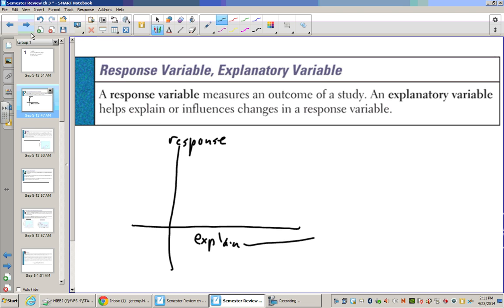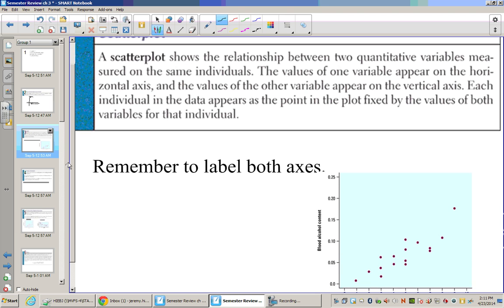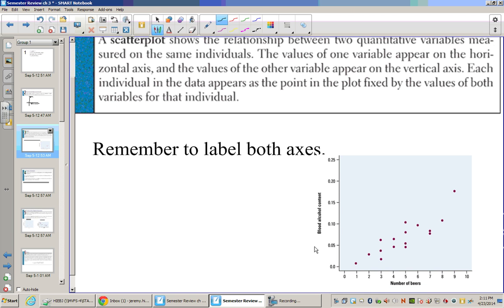They're up there. Scatter plot. A scatter plot shows the relationships between two variables. This is the main graph that we'd use if there's two variables. And you'll see number of beers here is my explanatory variable, and blood alcohol content is my response. And you can see that you make a point for every data point in your data set.